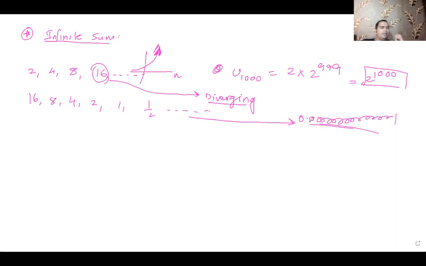So that's where, in this case, we can add up these terms. We can add up the particular sequence terms. And this is referred to as the sum to infinity.